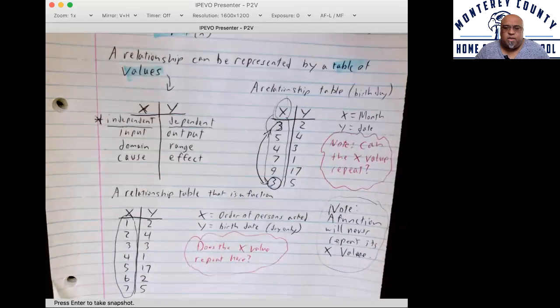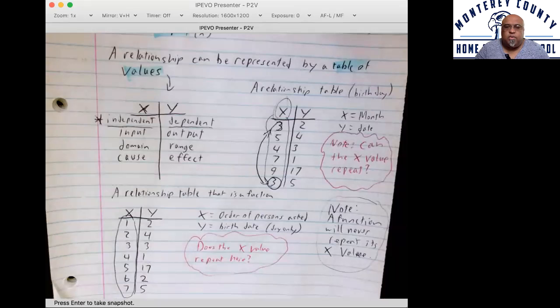What about the y value? Could the y value here repeat? And again, the y value is the birth date, or the day that a person was born. Well, there's more of a 1 in 31 chance. Some of them maybe have a little bit more likelihood because not every month has 31 days. But typically, yeah, it's not that hard to find another person who was born on the same day of the month, even if they were not born in the same month as you.